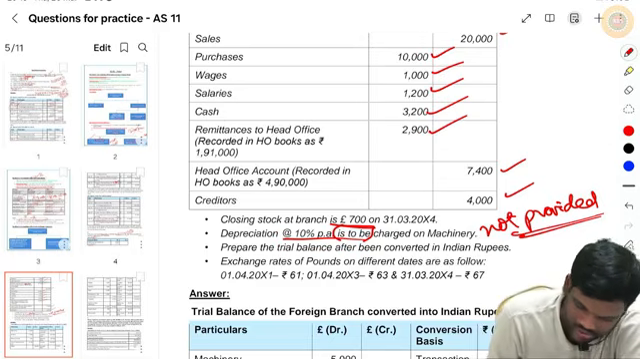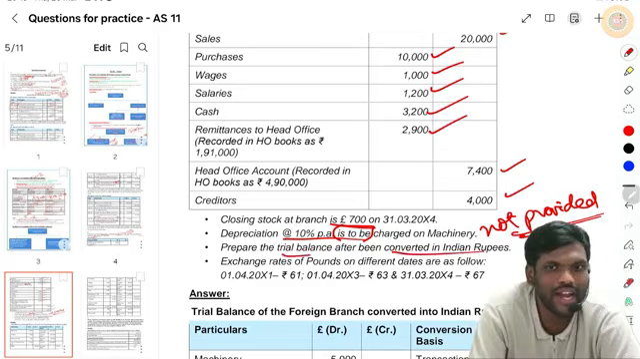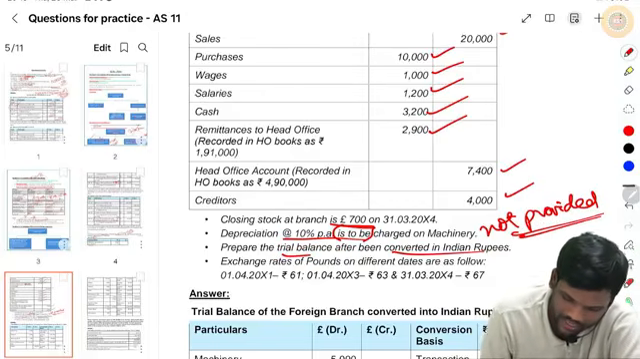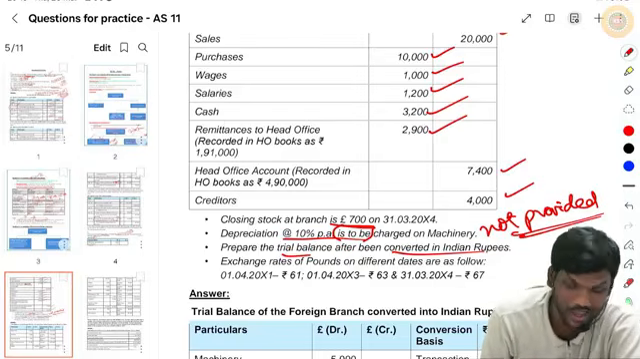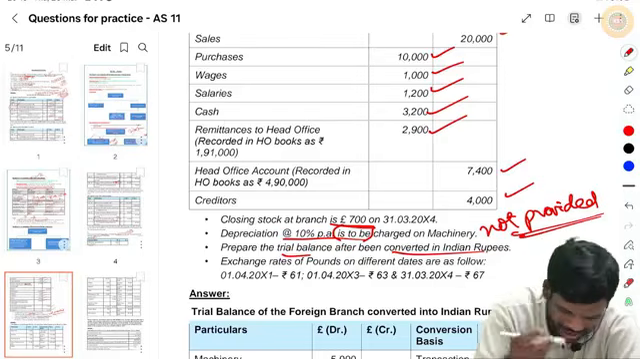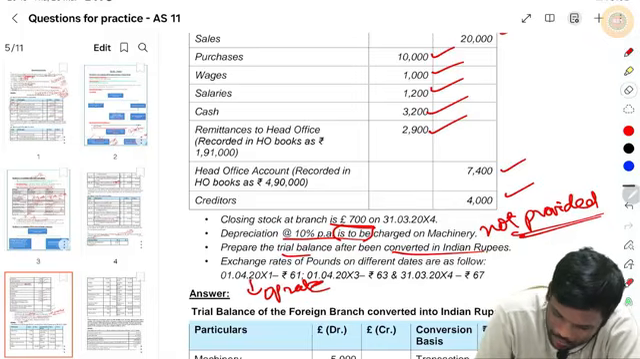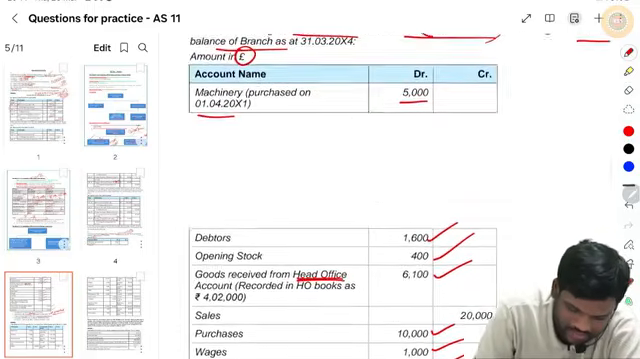Now the question asked is very simple. Prepare the trial balance after converting it into Indian rupees. It says exchange rate of pounds on different dates are as follows. On 1st April 20X1, many students will make a mistake. Sir, 1st April, so this is the opening rate, sir. No, that is a blunder. That is a mistake. Why, sir? See the question carefully.